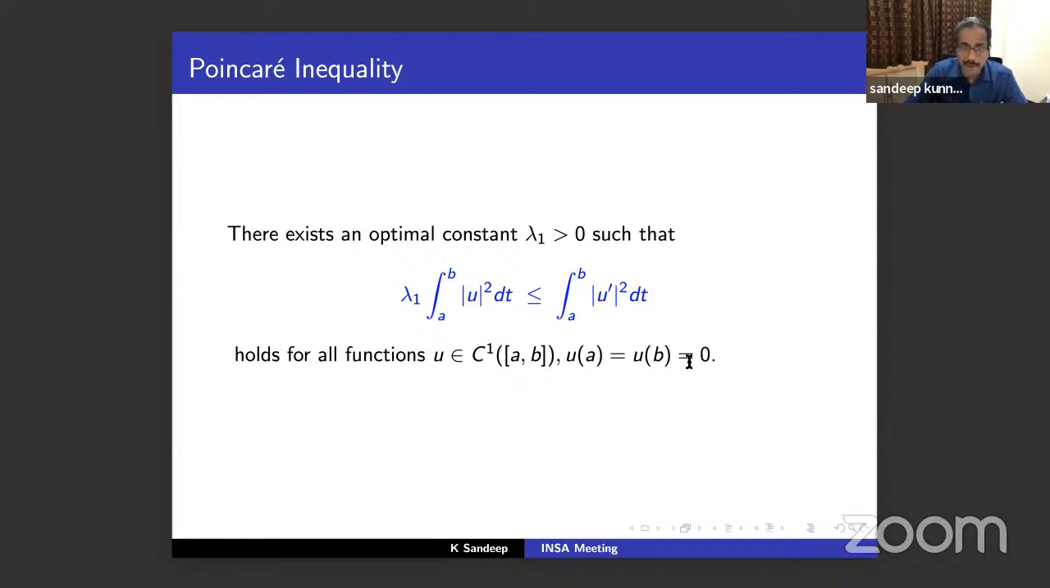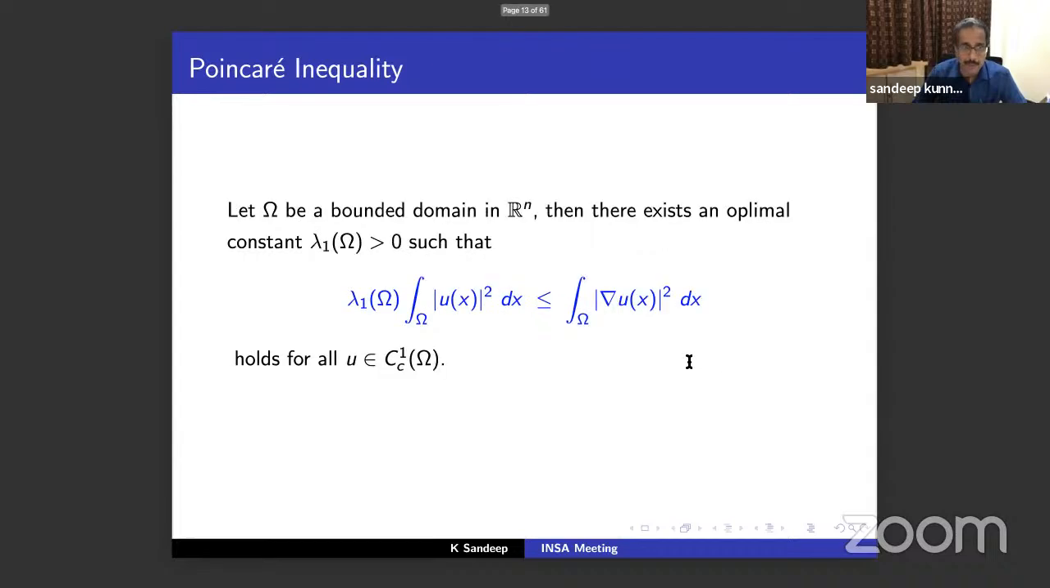Okay, so this is the Poincare inequality in one dimension, and you can have a general form of this in n-dimensional Euclidean space, which tells you: let omega be a bounded domain in R^n, then there exists an optimal constant lambda_1 greater than 0 such that lambda_1(omega) times the integral over omega of |u|^2 is less than or equal to the integral over omega of |gradient of u|^2. This holds for all functions u in C_c^1(omega), that means C^1 functions with compact support in omega.